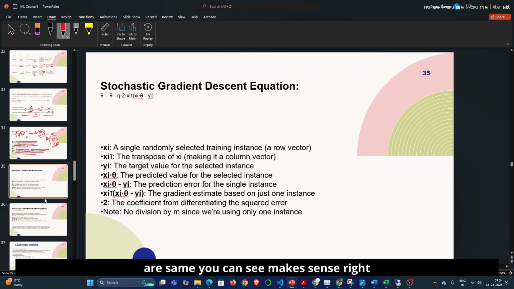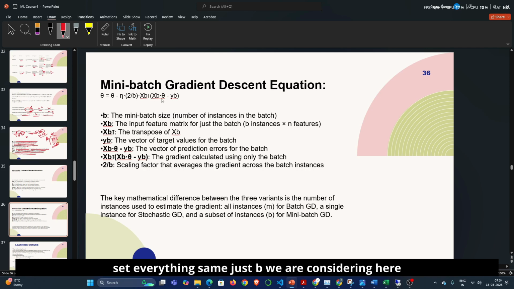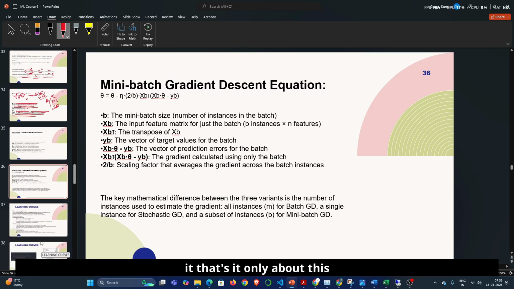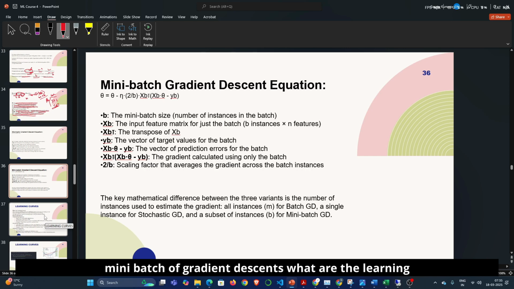Makes sense, right? And i means we are using a single instance, so i will be the ith instance of the data set. Everything is the same, just b we are considering here for mini batch. Same as batch gradient. The key difference is the number of instances used to estimate the gradient: all instances for batch, a single one for stochastic, a subset for mini batch. That's it about mini batch gradient descent.